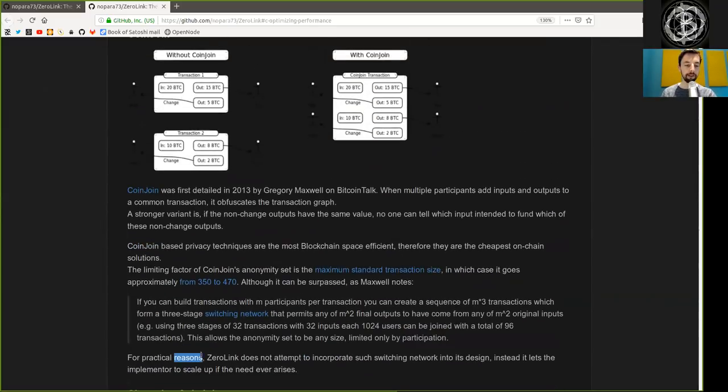For practical reasons, ZeroLink does not attempt to incorporate such switching networks into its design. Instead, it lets the implementer scale up if the need ever arises.